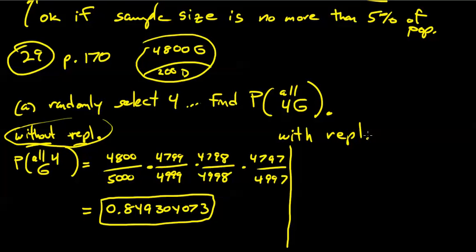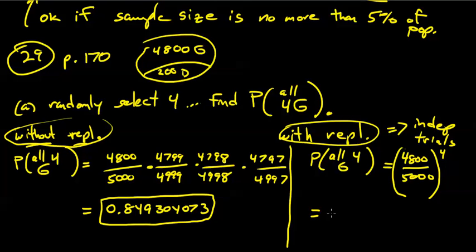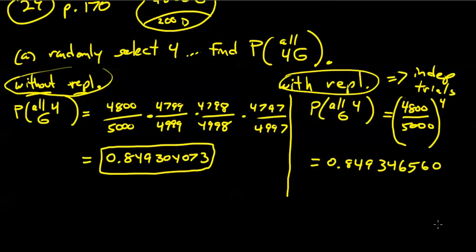Now I'm going to do it with replacement. The probability that all 4 are good in this situation, well, if we're doing it with replacement, that means all the trials are independent. As we go down the line, the probabilities don't change. So really what I'm saying is the probability that the first one is good times the probability that the second one is good, times the third, times the fourth. It's just that same fraction being multiplied by itself 4 times. A little less ink and a little less button pushing on your calculator. And if I punch this out, I get 0.849346560.